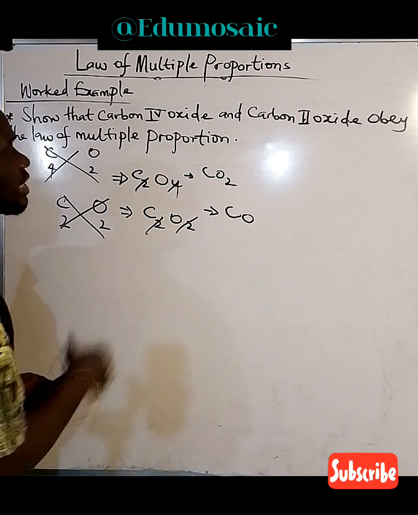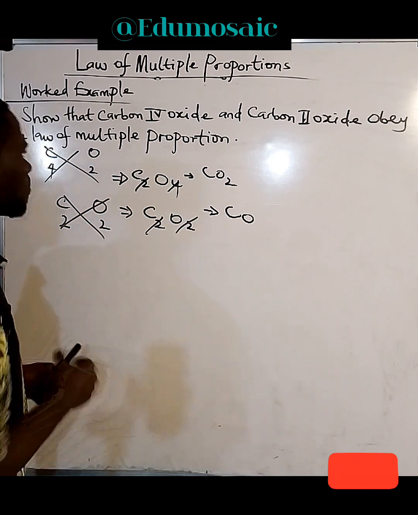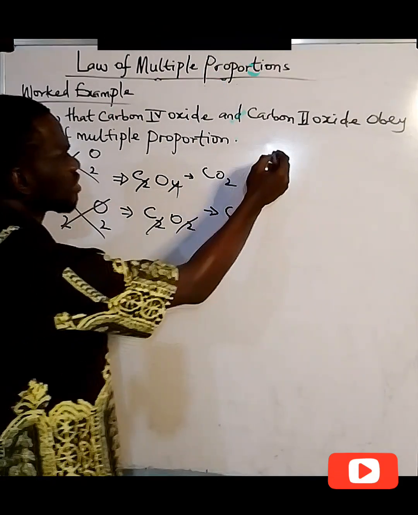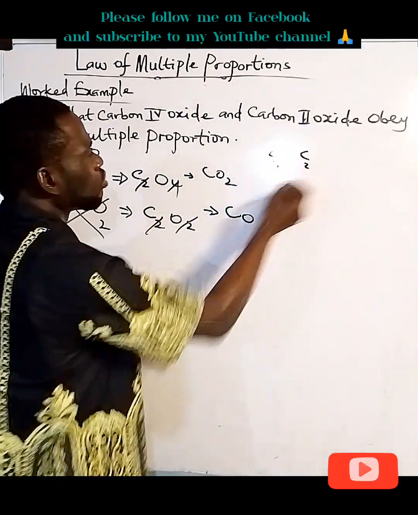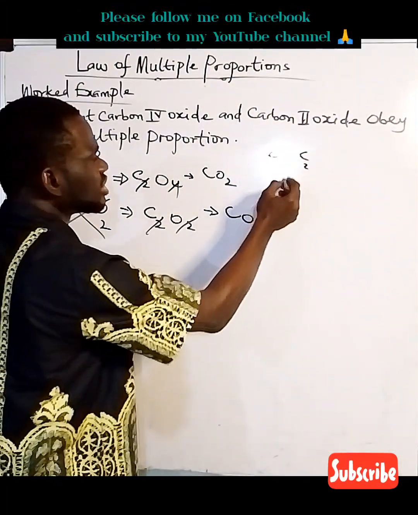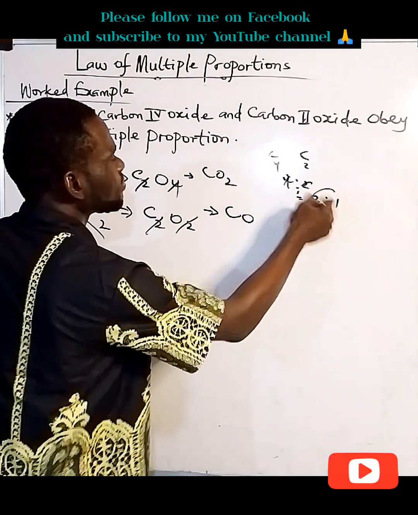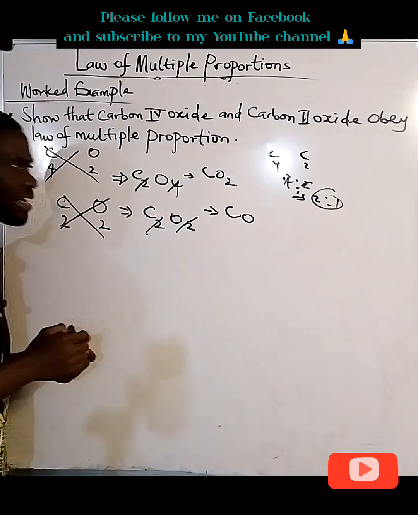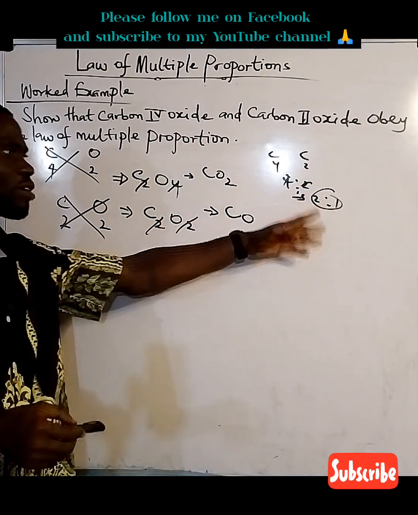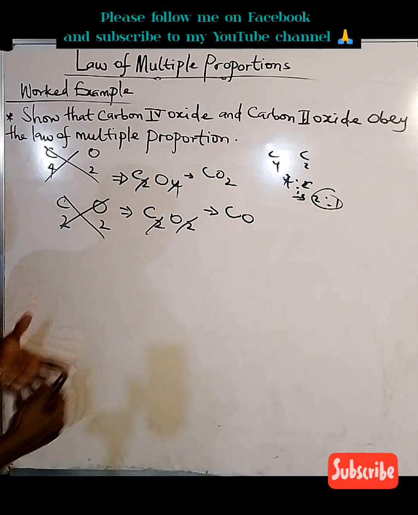So how do we show that this law is obeyed? Now it's very simple. We look at the first, carbon 4, and carbon 2. By the time you check them, 4:2 is 2, 1, 2 here, 2, so it's just 2:1. This is a simple way to explain it. Carbon 4, carbon 2, when you work on them, it's 2:1. But there's another way we can work on them.